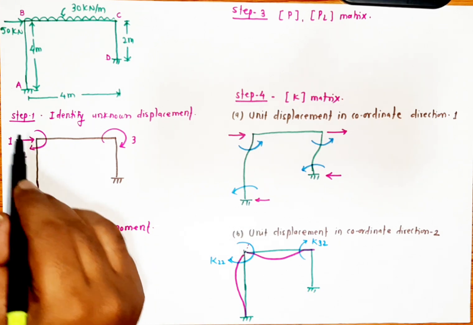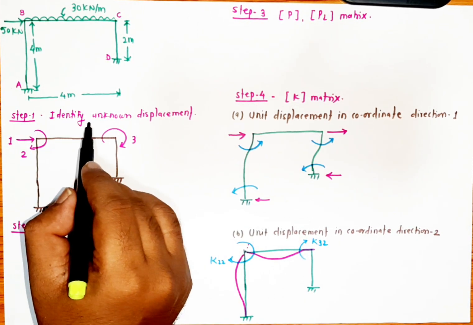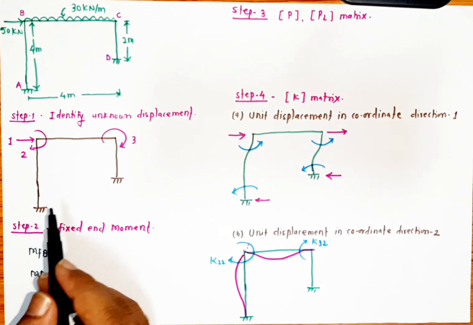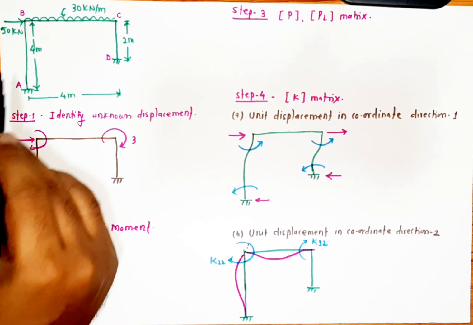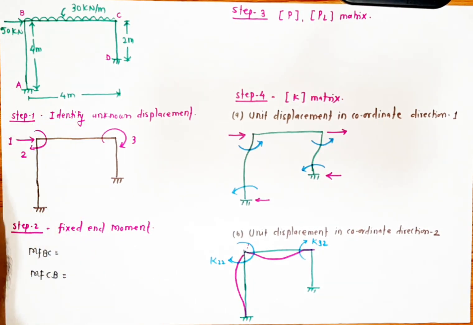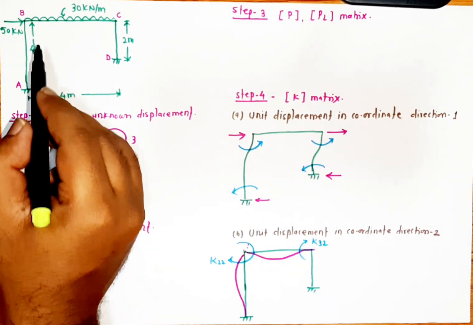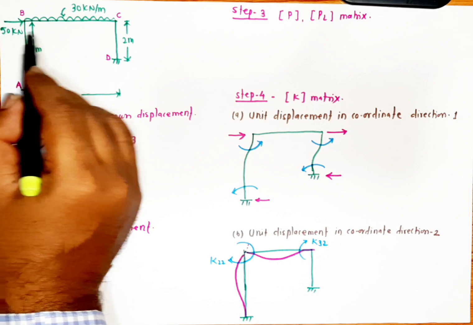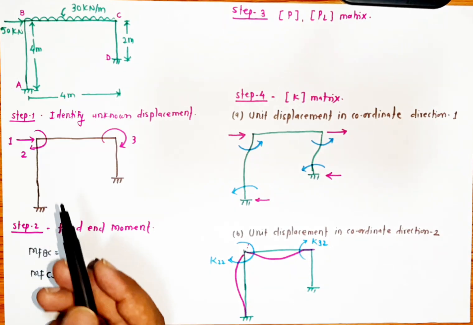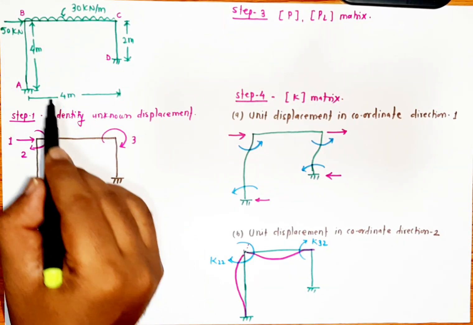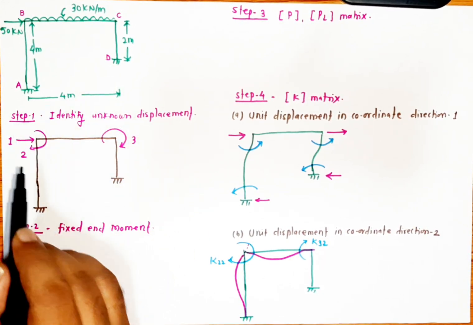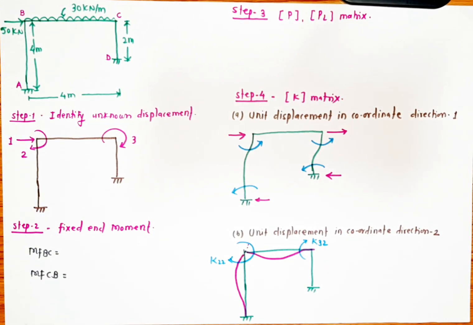Now next step is Step 1, that we want to identify the unknown displacements. So ultimately this frame, due to this 50 kilonewton loading, will deflect towards the right side, and there will definitely be rotation at B, but there will not be any unknown displacement at A and D because these are fixed ends.